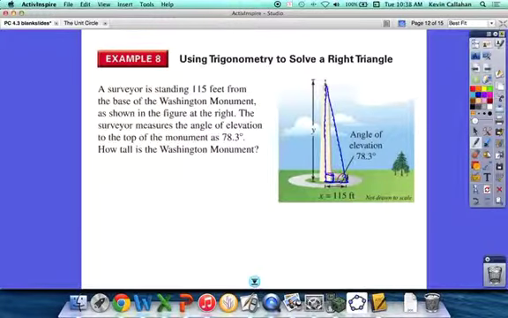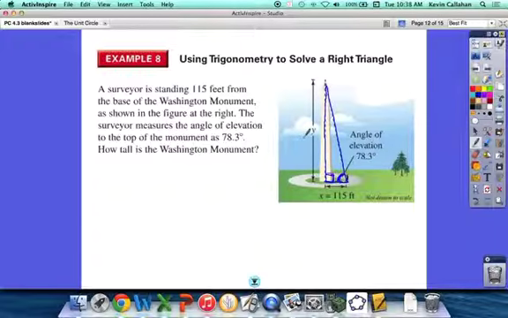Right, the 115 feet is this side right here. And the angle of elevation, they said, is this. Notice the angle of elevation: one side is a horizontal line, and the other side is above it, like that. They've labeled that as 78.3 degrees. Now, which side are we trying to find? That side right there, right?